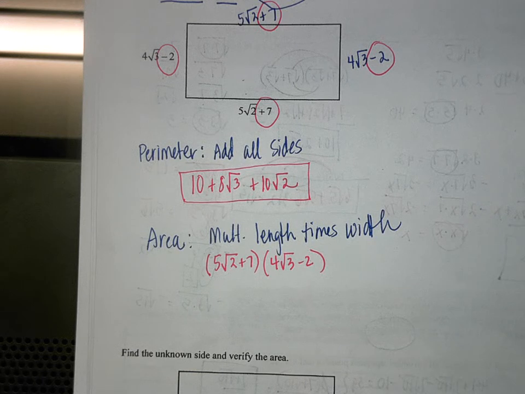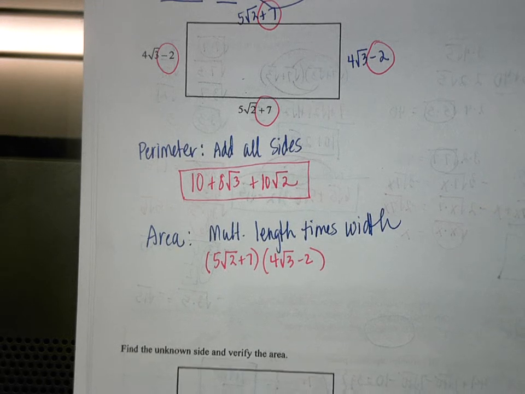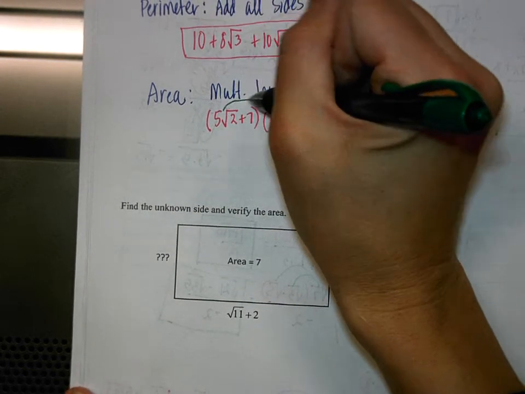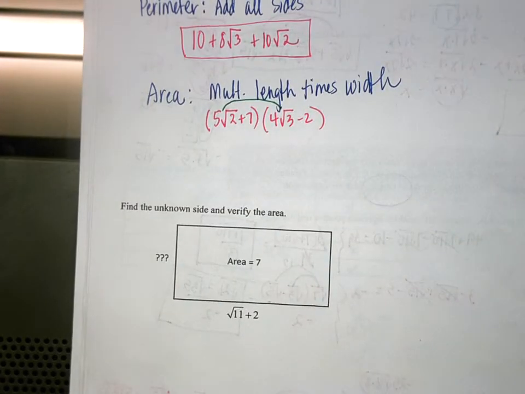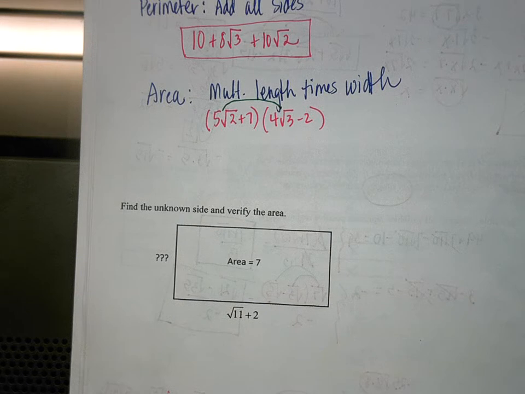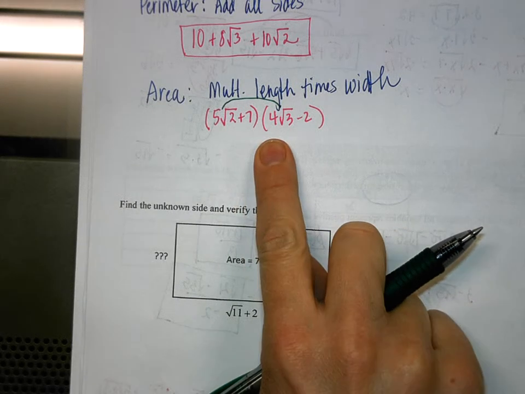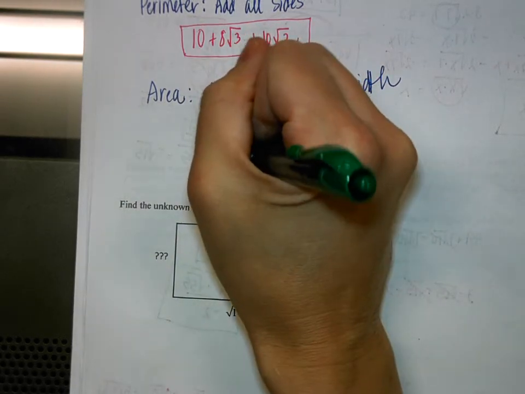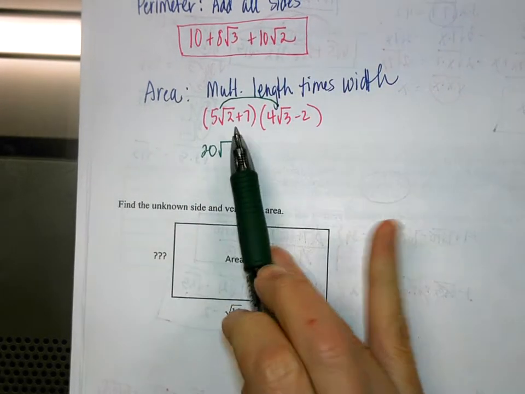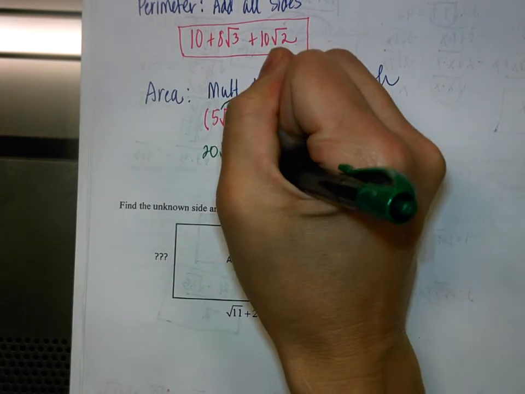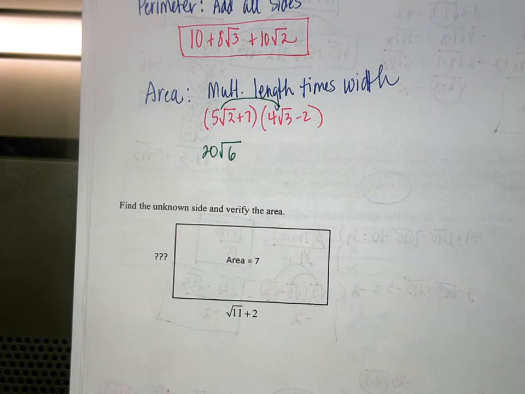So we're going to distribute. 5 root 2 times 4 root 3. So, good. We're going to multiply the 5 and the 4 together, which makes 20, root 2 and 3. Am I going to be able to get any pairs from that? So I'm just going to multiply them together and get 6. And again, if you want to write this out to the side to help you out, you can.